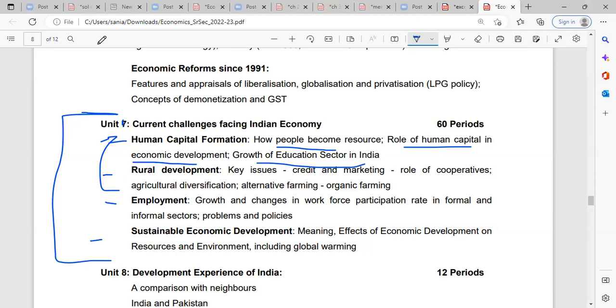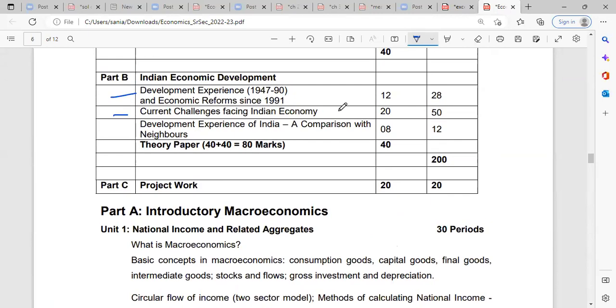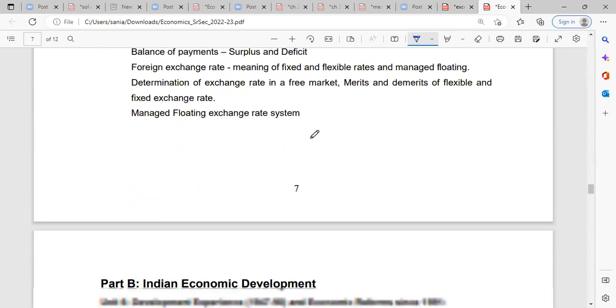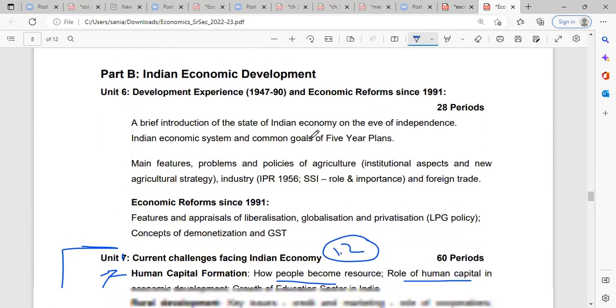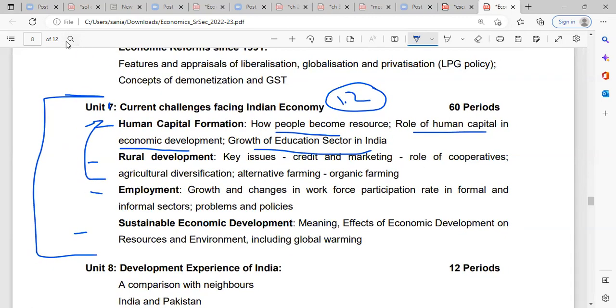How many marks will we get from this unit 7? This unit is for 12 marks. Yeah, I think it's for 12 marks. Let's just check it again. No, this is for 20 marks. That's why you have 4 chapters. Now you have to study. 20 marks out of 80 are in your hands. Quickly write down the syllabus.